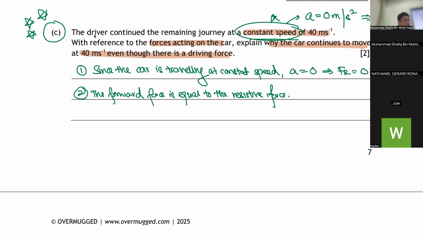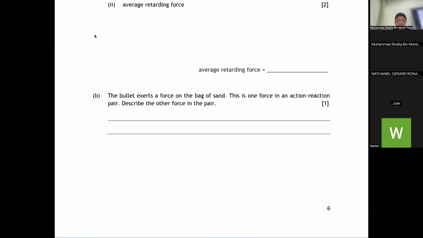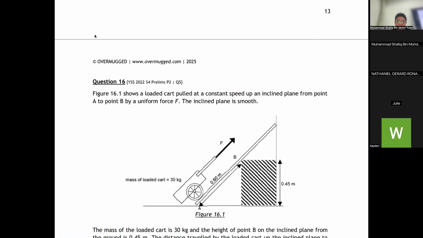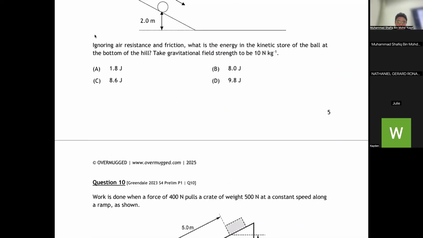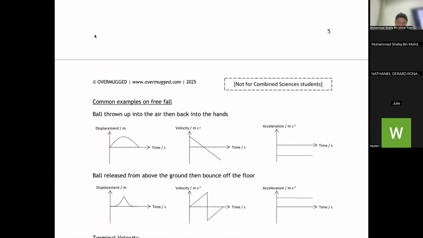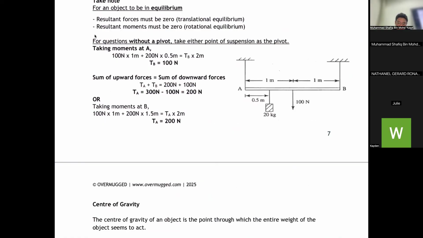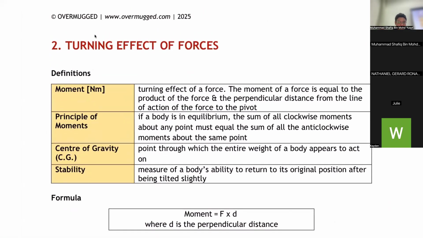So we'll move on to turning effect of force. I will just go through very briefly because, to be honest, it's not overly difficult, but I will highlight some of the key important points. Give me a minute, my notes. Okay, let's take a look at turning effect of forces first in the notes, page 7. That is the moment.